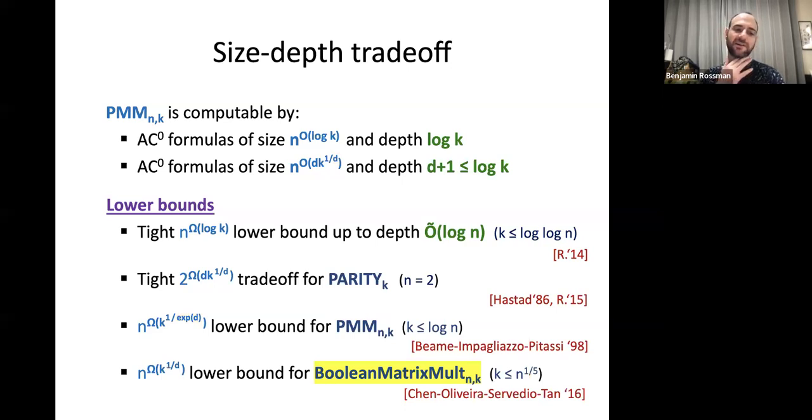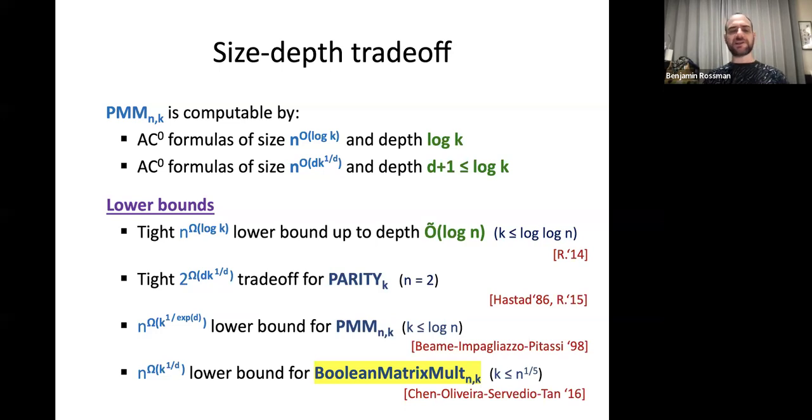More recently, a nearly tight trade-off was proved, not for PMM_{n,k}, but for the more general Boolean matrix multiplication problem. So you want to compute the product of k n by n Boolean matrices, which are not necessarily permutation matrices. This problem has a different nature from PMM_{n,k}. It's complete for NL, non-deterministic log space, whereas PMM is complete for log space.